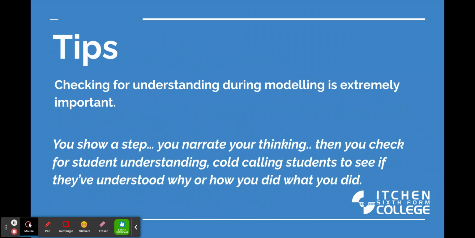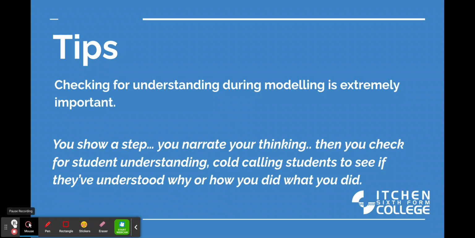Tips as well: we have to check for understanding during modelling. It's extremely important. So we show a step as a teacher, and we narrate our thinking. So we go, right, the next thing I'm going to do, I know I've got to give them a clear, what have I got to give them? A clear definition. Tell me the definition. And then I go, right, my next step is always, when I go to Grover T, I go straight to theory. But we have to cold call students to check they fully understood.